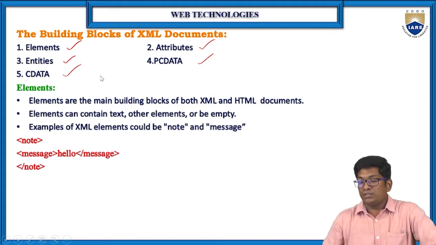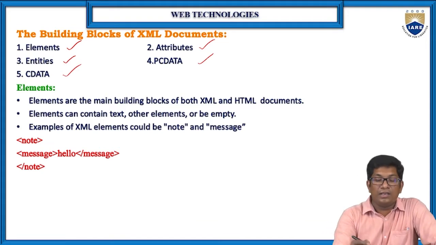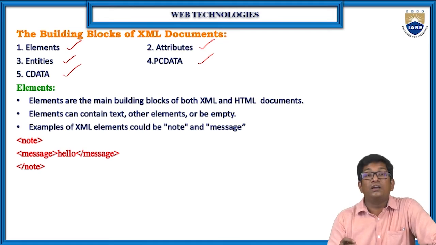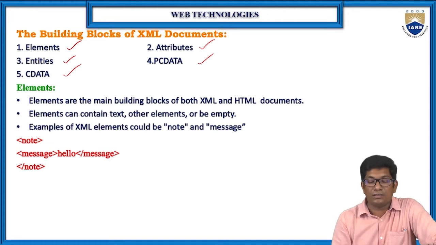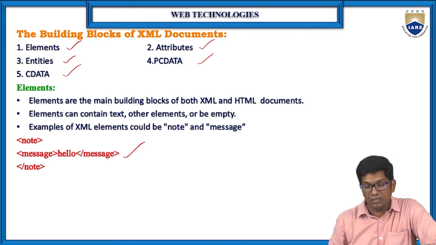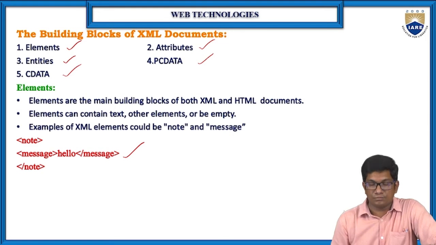Some building blocks we already discussed. Elements: in XML, whatever you are using, we call elements or nodes or tags. Each element you have to write in between angular brackets. So this is a simple example. In this example, to, from, and message are the elements.